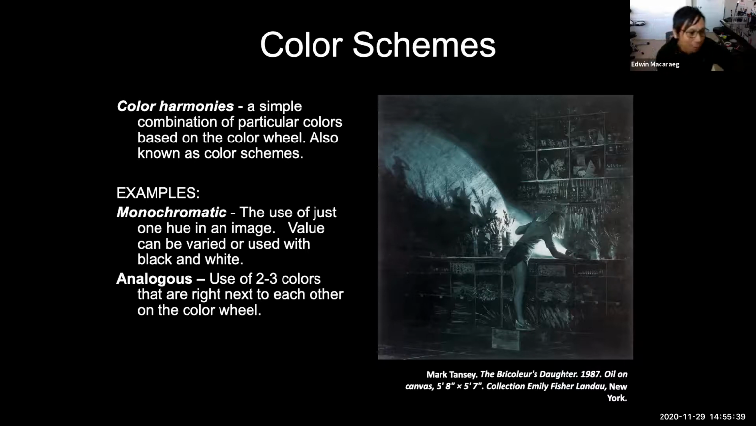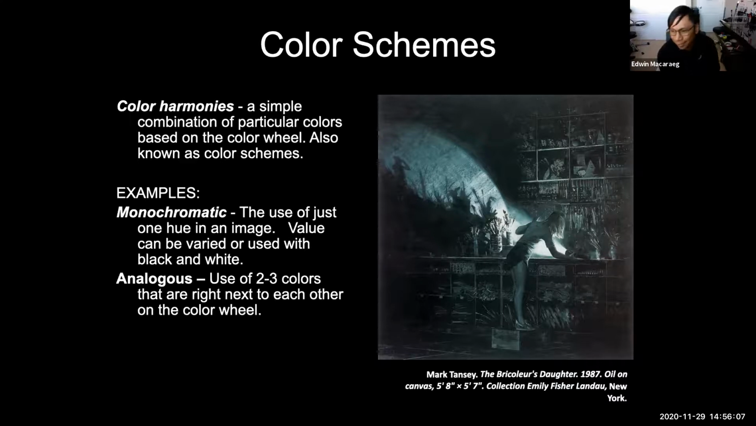Okay. We also have a type of color scheme that involves more colors, such as an analogous color scheme, where you're using 2 or 3 colors right next to each other on the color wheel. So think of yellow, yellow-green, green. Say that you want to use those 3 colors. Those are right next to each other on the color wheel. And right away, it's a harmonious color choice because they're right next to each other.